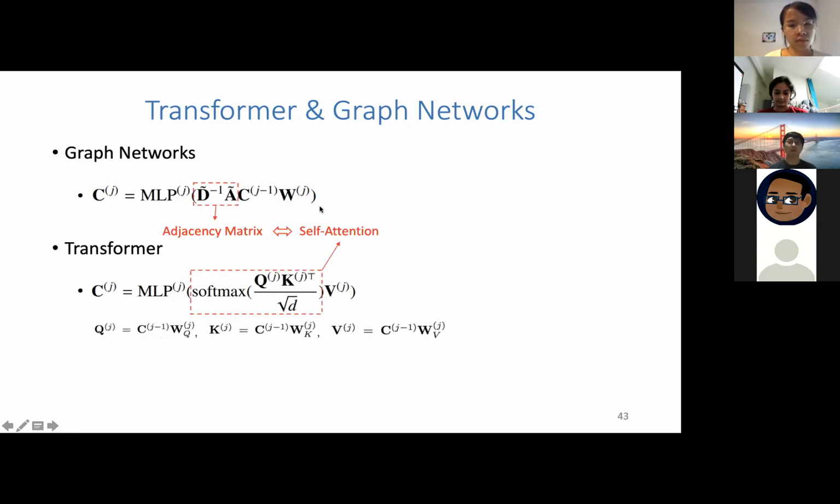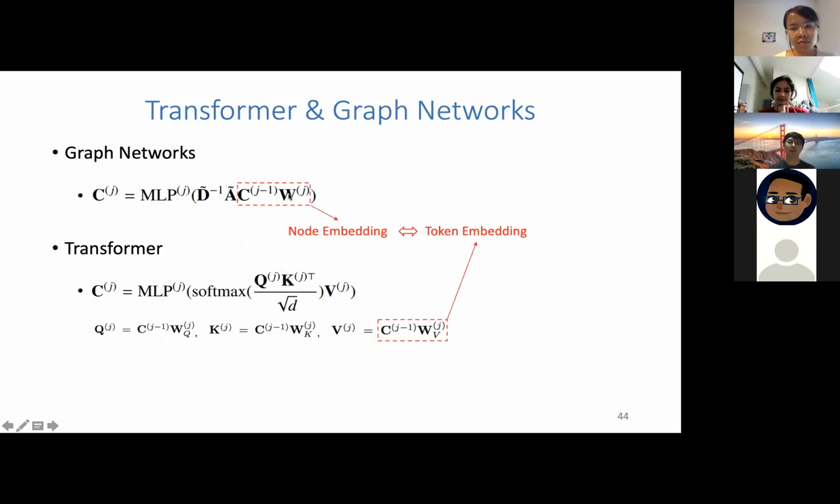So here, this part, the adjacency matrix part and the self-attention part, they're serving the same role. It's just representing the connection between the nodes, or the relationships between the nodes. And then this part, CW or V, is the node embedding or the token embedding part. So there's like a one-to-one.